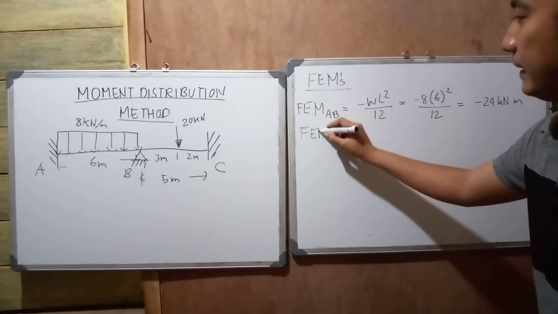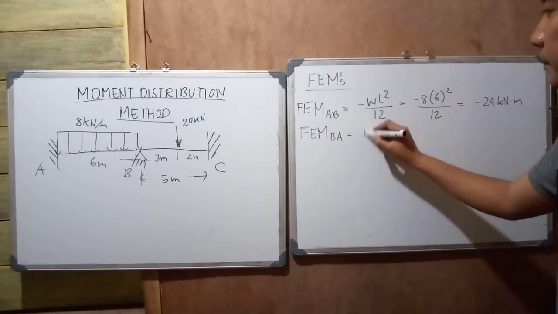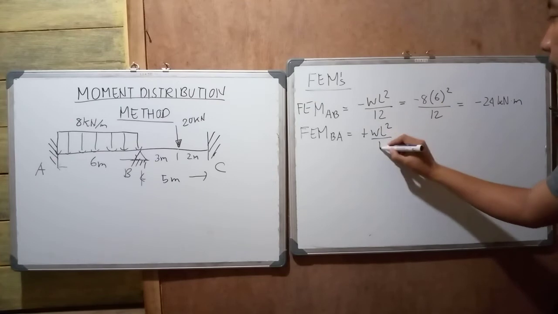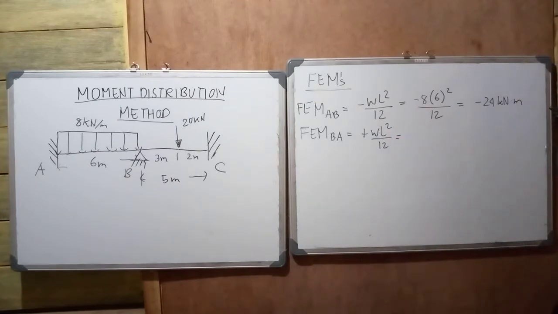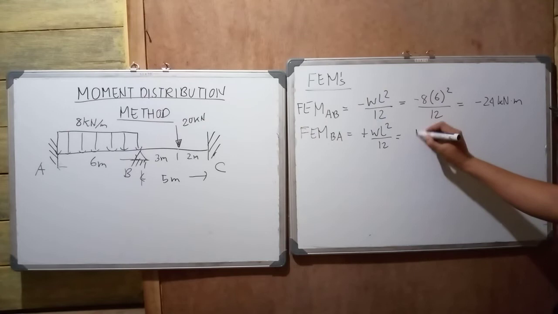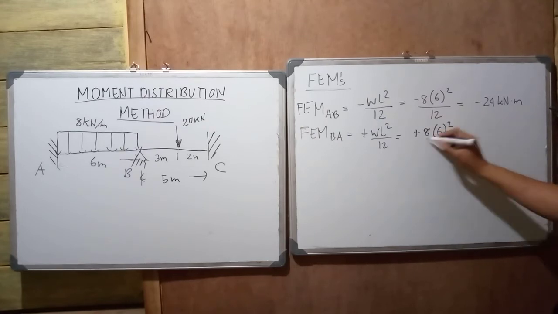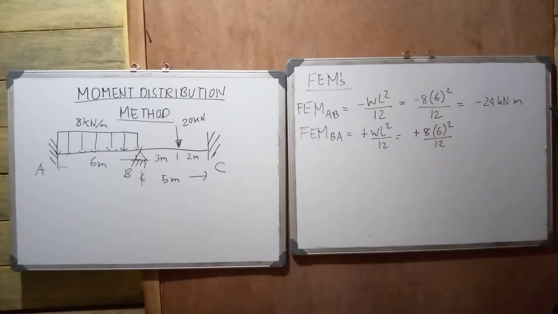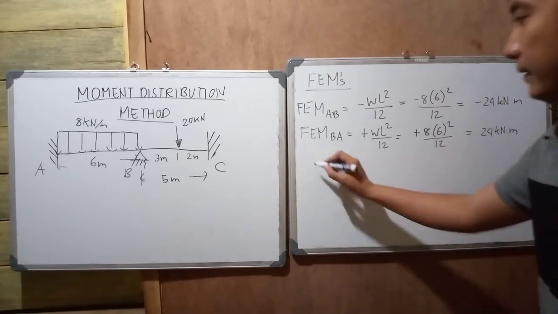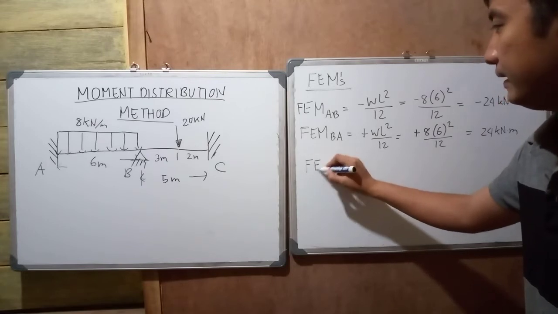Then, the fixed end moment at BA is equivalent to positive WL squared over 12. So, it will be positive 8 times 6 squared over 12. Okay? So, 36 times 8 divided by 12 is equal to positive 24 kilonewton meter. Okay? And then, next, we compute the fixed end moment BC.